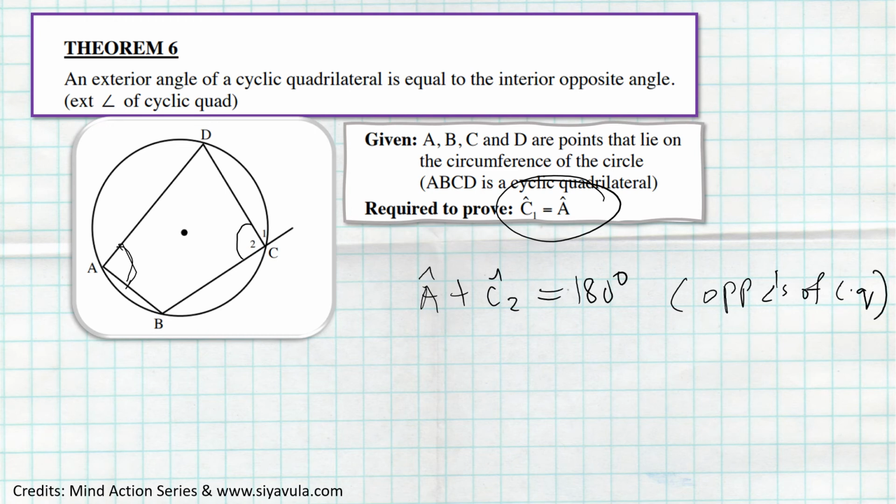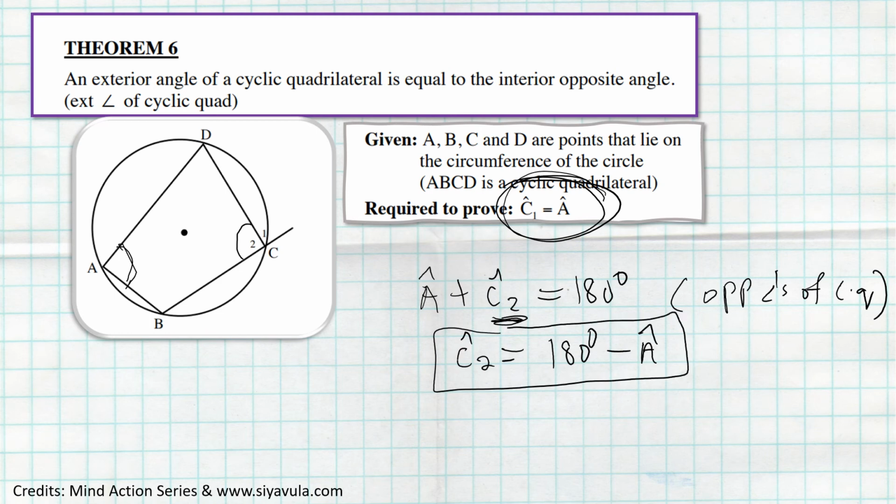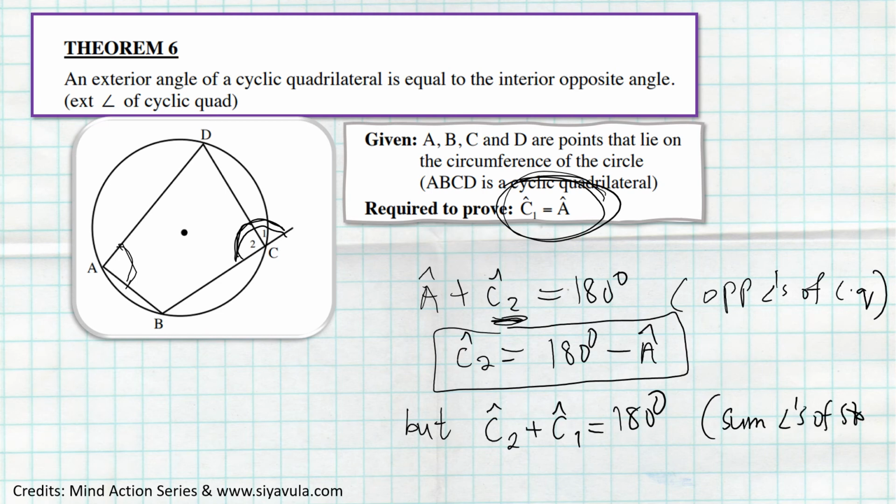Okay, so we can just go and solve for C2, right? Because we don't want C2 in what we want to prove. So C2 is equal to 180 degrees minus angle what? Minus angle A. Okay, so we can name that as our equation 1. But we know that angle C2 plus angle C1 are equal to what? 180 degrees. Can you see these angles there? They're equal to 180 because these are angles of a what? Of a straight line, right?